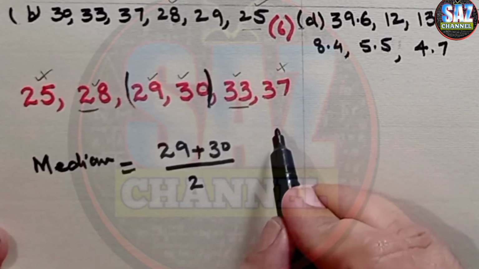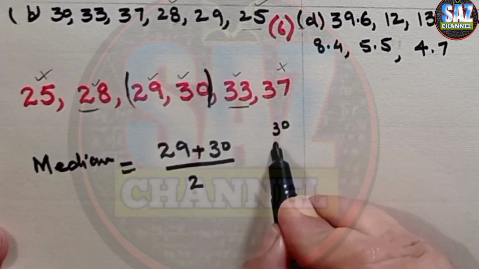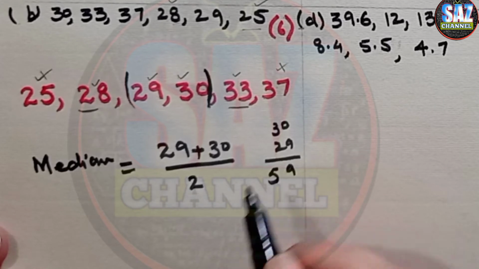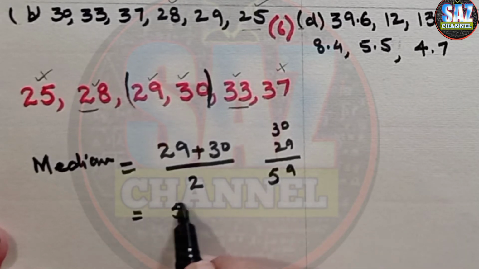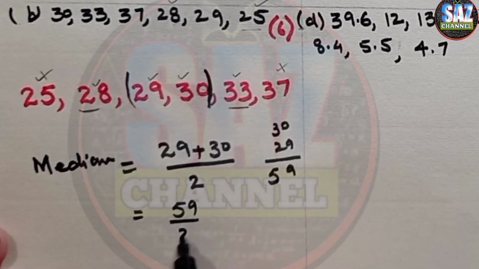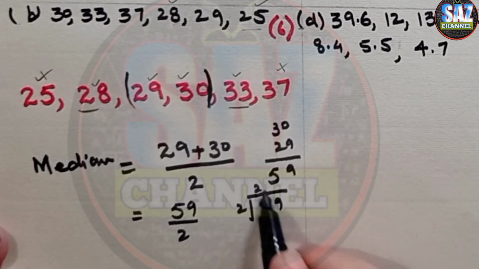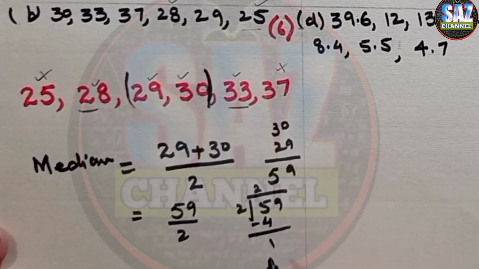Now the question can come in paper 1, so it's better to use mental calculation. 9 and 3 plus 2 is 5, 59 by 2. Now what we have to do, we have to divide 59 by 2. 2 2s are 4 and 1 remainder.